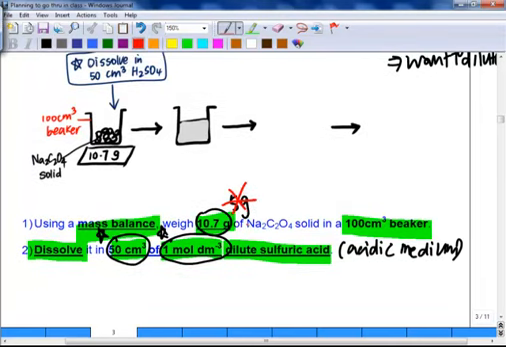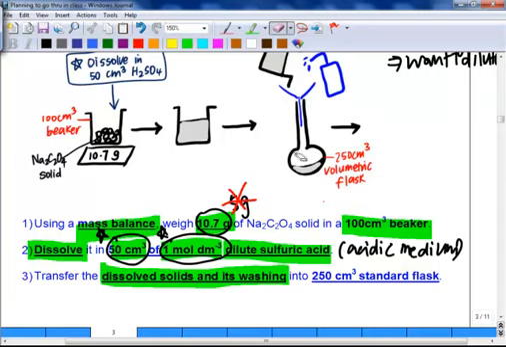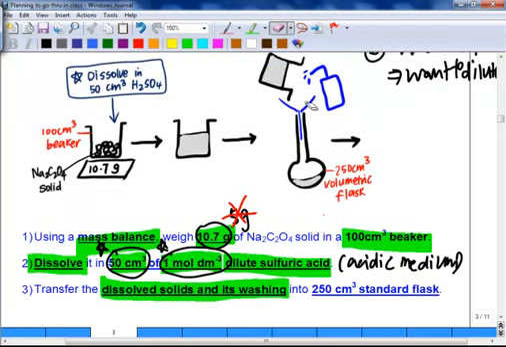I need you to change your paper, change the solution to dissolved solid and its washing. Because remember, every time you do titration, you remember this diagram, you use distilled water, wash the beaker a few times, pour, wash again and pour. Do you remember? So that is the part on dissolved solid and its washing. And it must be into a 250 cm cube standard flask.